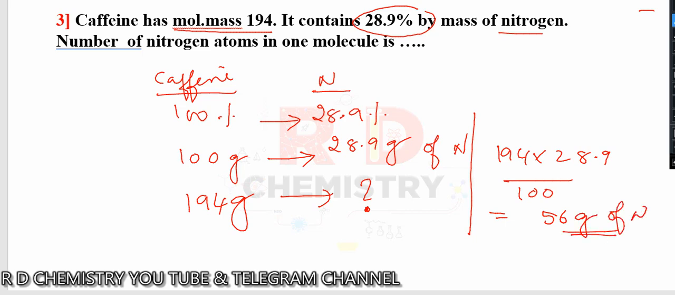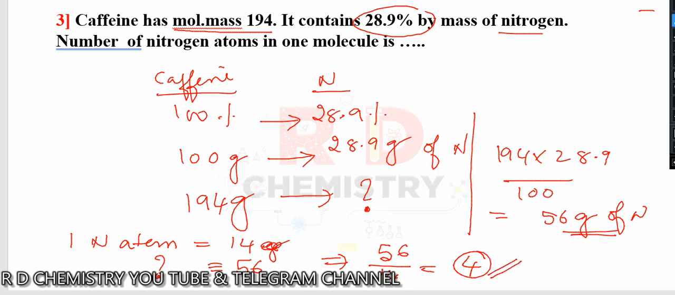The question is the number of nitrogen atoms present. One nitrogen atom has atomic mass 14. If I take 1 mole of nitrogen, that is 14 grams, correct? Then we convert into atoms. We have 56 grams. How many atoms should there be? So it is the given mass of the nitrogen divided by the atomic mass of nitrogen, 14, which is equal to 4. That means one molecule of caffeine has 4 nitrogen atoms. Okay, fine.